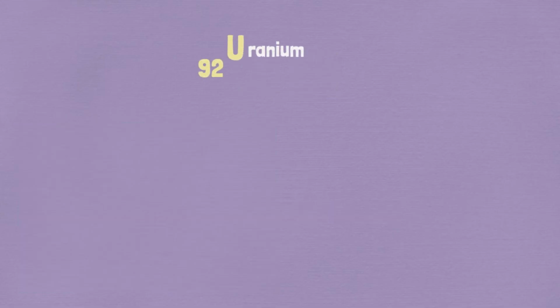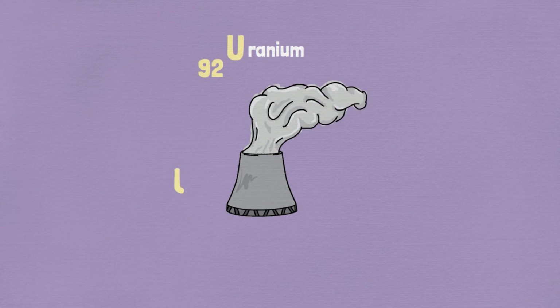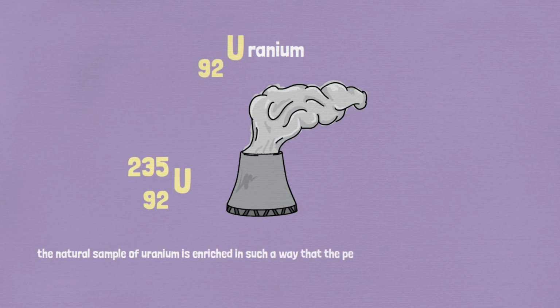Uranium is the most well-known radioactive element. One of its radioisotopes is often used as fuel in atomic reactors. This radioisotope is U-235, whose abundance in a natural sample of uranium is less than 0.7%. To use it, the natural sample of uranium is enriched in such a way that the percentage of this radioisotope in it increases.